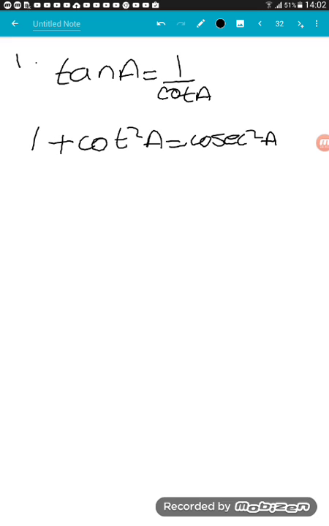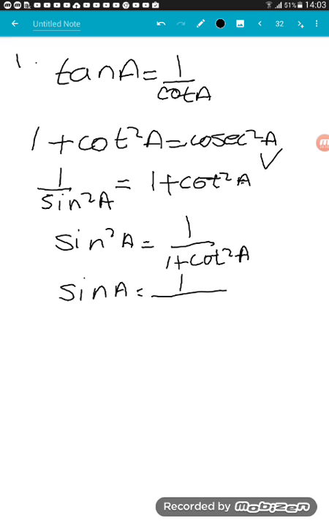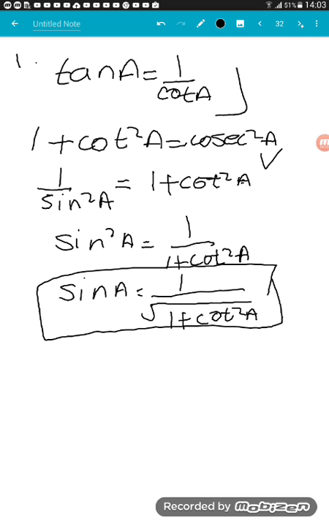Now we have to find sin A. We can easily find it from this, because cosec square A is nothing but 1 by sin square A. As I said, cosec A equal to 1 by sin A, so cosec square A equal to 1 by sin square A equal to 1 plus cot square A. So sin square A is nothing but 1 by 1 plus cot square A. So sin A will be 1 by root of 1 plus cot square A. So we got sin A, tan A.